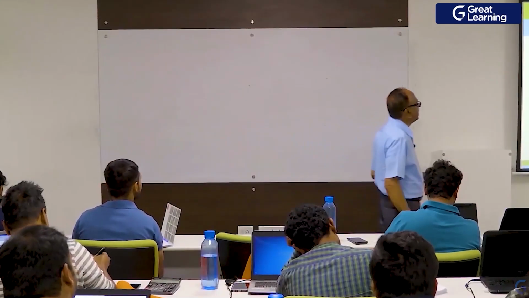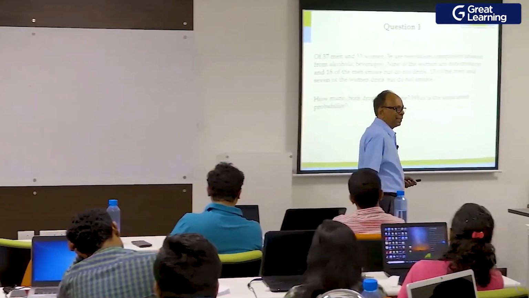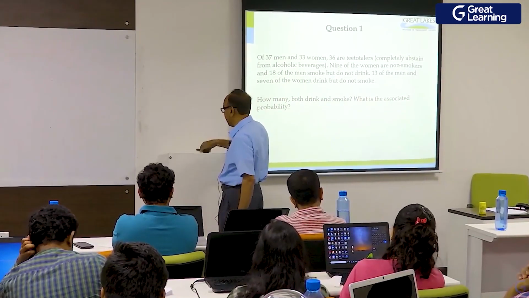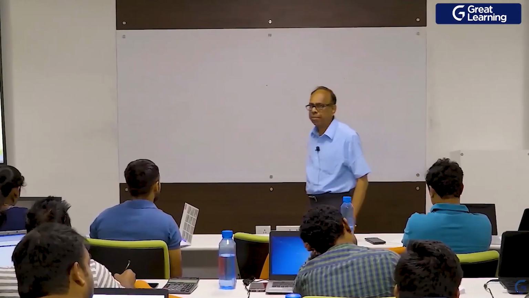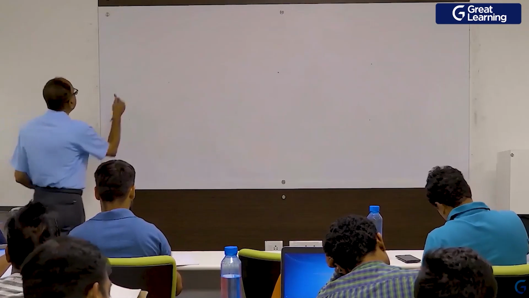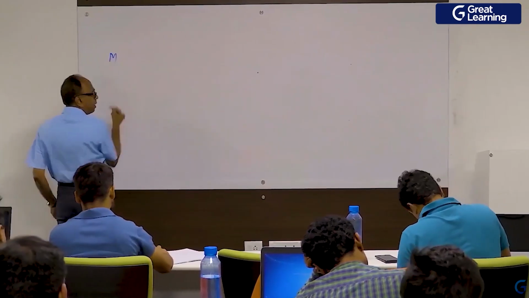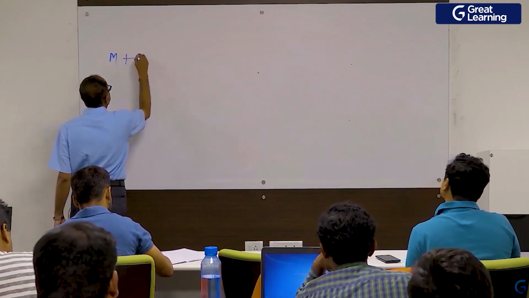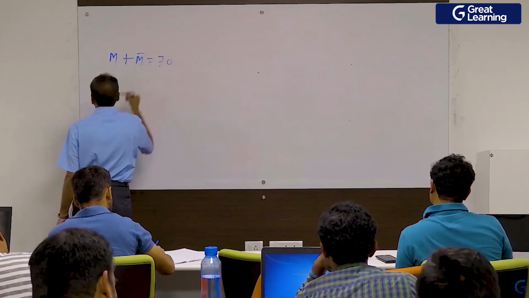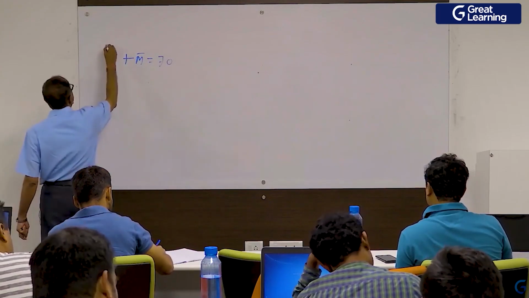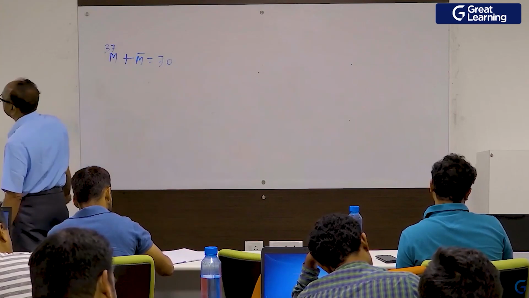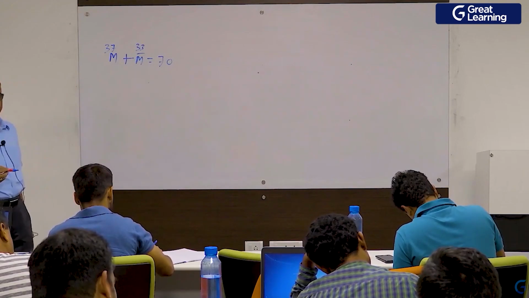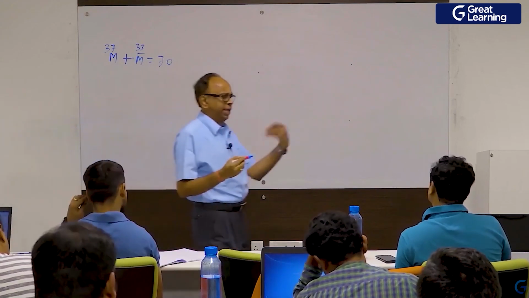Supposing 36 are teetotalers. Let's start with that. Supposing I say here M for men, M bar for women. M plus M bar is equal to 70. M is 37 and M bar is 33. This is the total. This is the frequency approach, because here everything is counting.